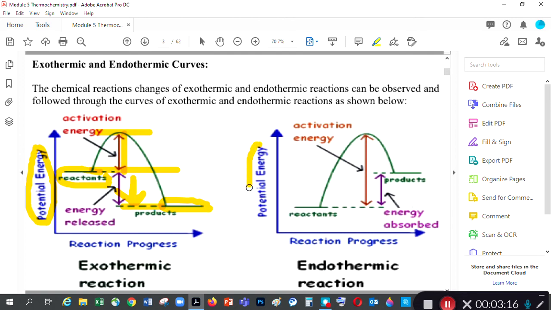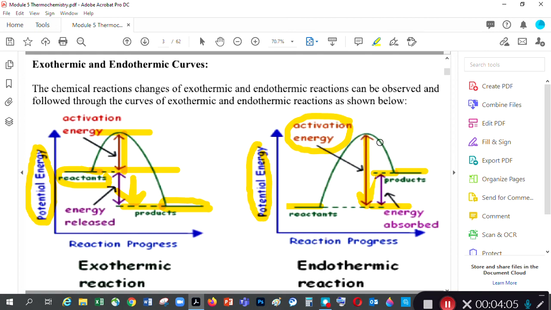On the other hand, if you look at the potential energy in the endothermic reaction, you will see the heat is taken in. The reactants are at a very low potential energy and the products at a higher potential energy. You see the huge activation energy that must be provided for the reaction to start. The products are higher, so the difference between the reactants and products, the heat of the reaction, is smaller. But the activation energy is huge.